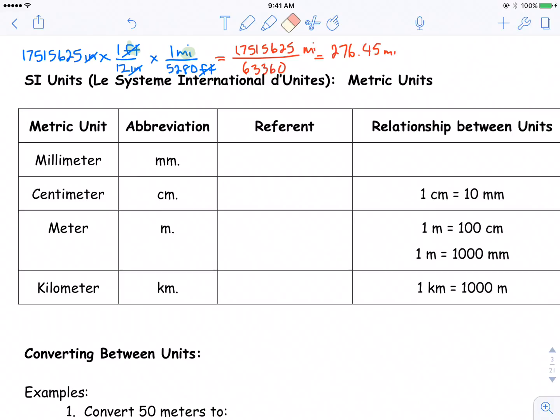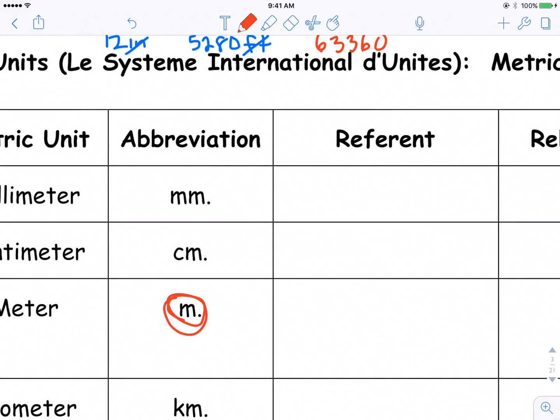So similar to the imperial unit table that we had before, here's our metric unit table with respect to length measurement only, because we are only talking about meters. We can talk about some references. A reference, something I can refer to, that is going to be about a millimeter thick. A good reference for a millimeter thick would be about the thickness of your fingernail.